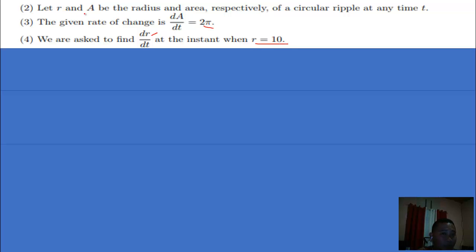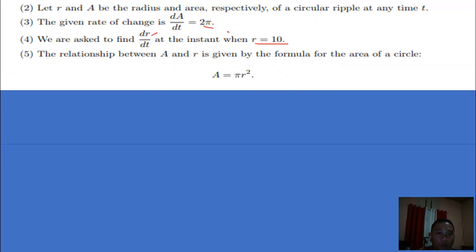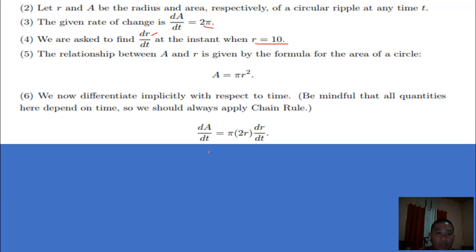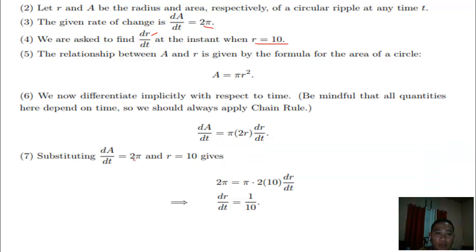And let r be the radius and A be the area of the circular ripple at time t. So, we know that this one, okay na yan. And we have here the dA over dt equals 2 pi r dr over dt. Tama tayo kanina. And we have dA over dt. So, by substitution, alam na natin yan that this is 2 pi. So, by substitution, this is equal to 2 pi. And ang r natin is 10. Then, you will get the dr over dt.